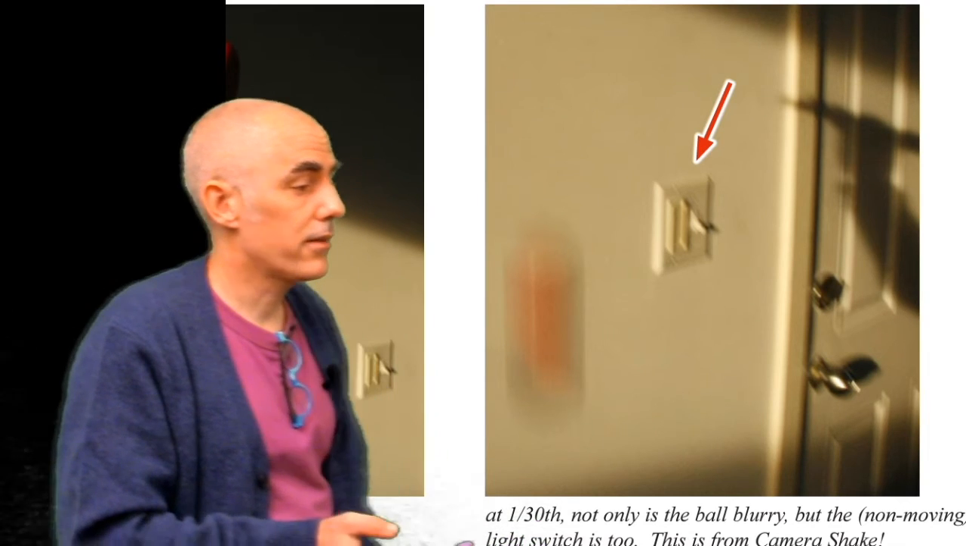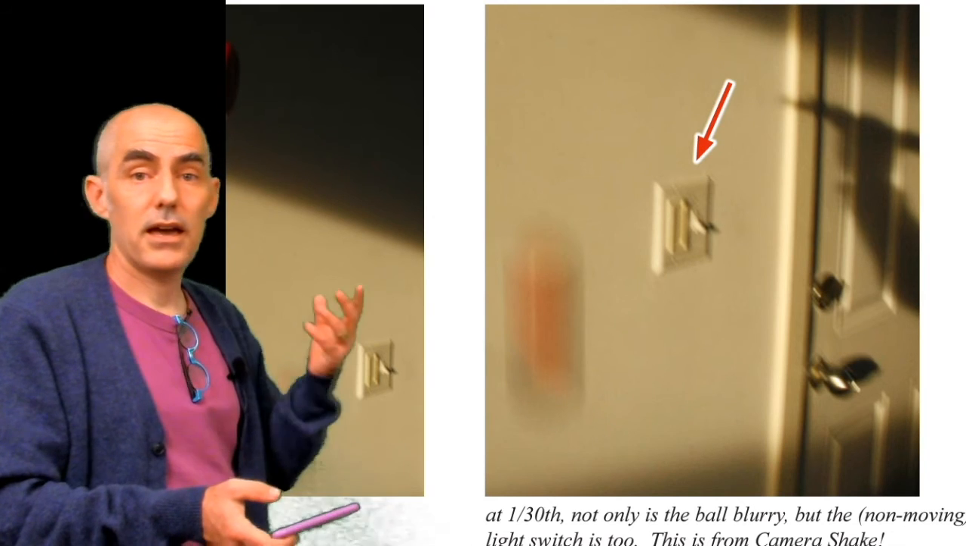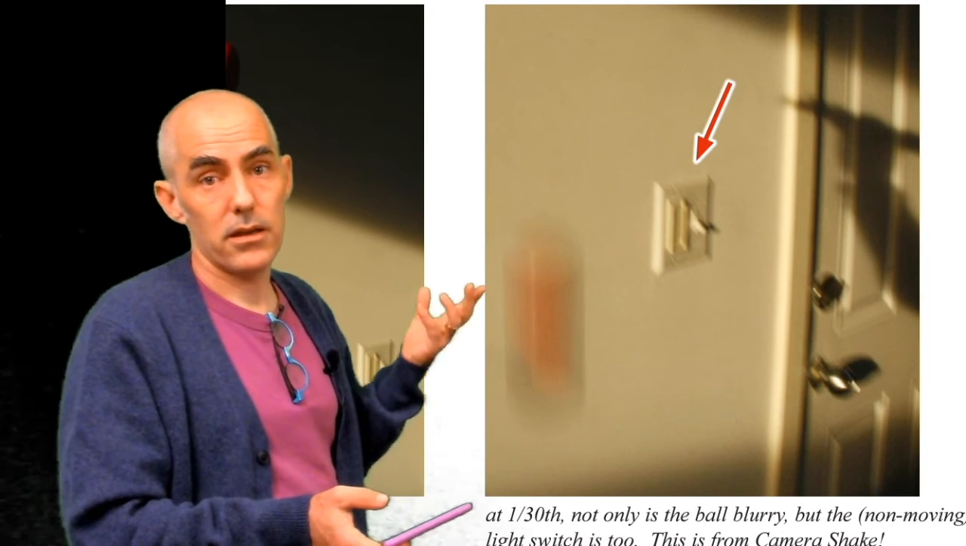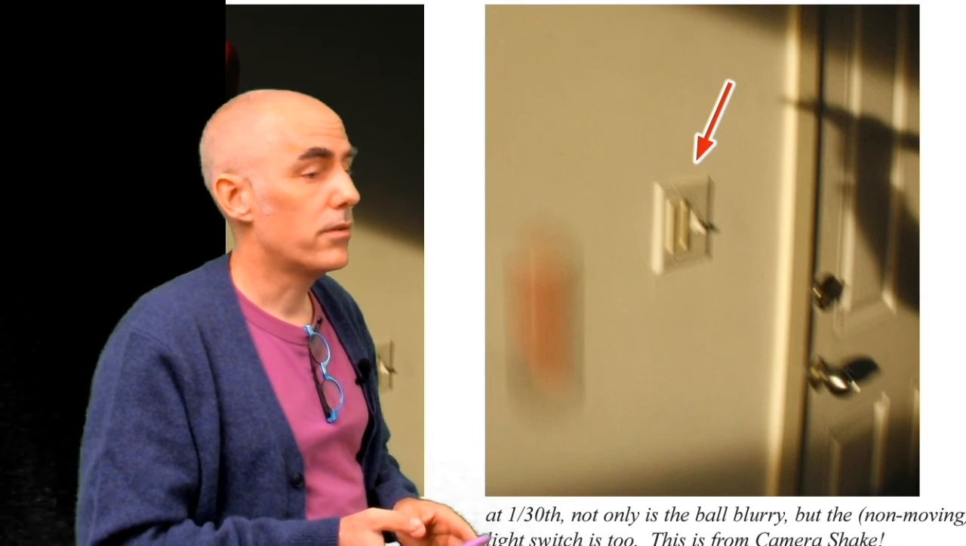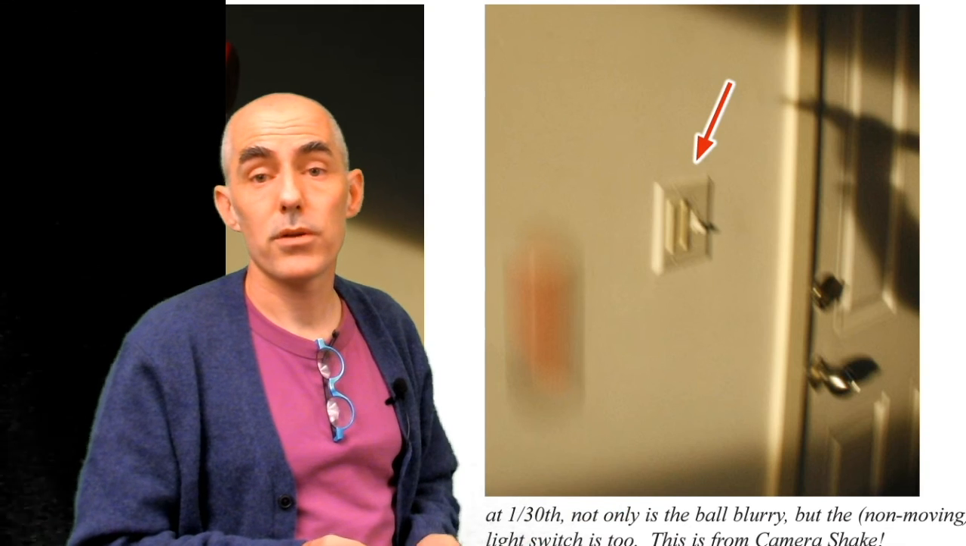Okay, so that is a little bit of the technical side of things with shutter speed and what it does, i.e. motion blur. So now we will take a look at how people have used that in photography and what they have done with it.